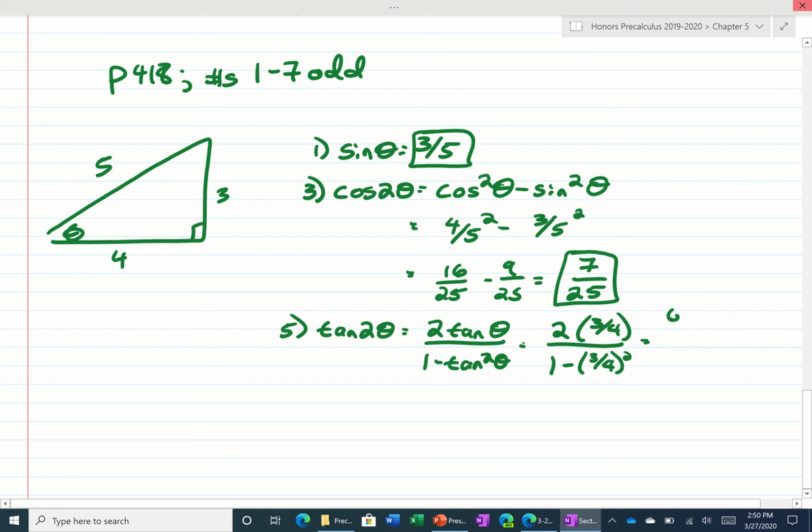The numerator would be 6 over 4. The denominator, 1 minus 3/4 squared, is 7 over 16. So we have 6/4 divided by 7 over 16, which is 24 over 7.